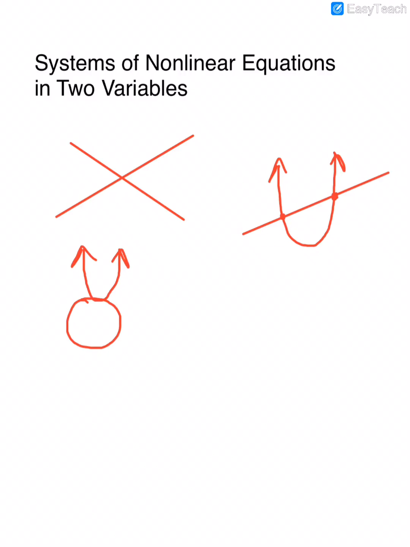We could even have two ellipses. An ellipse is like an oval, and if it looked like this, there would be four solutions. So these are different than linear equations, but we can solve them using the same methods that we use to solve linear equations.